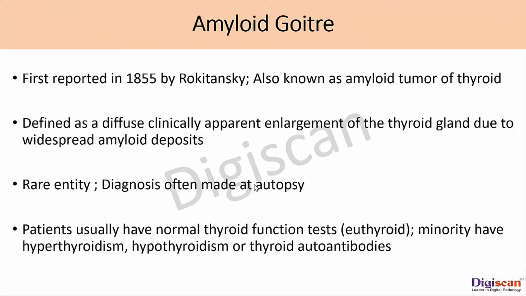Amyloid goiter was first reported in 1855 by Rokitansky, and it is also known as amyloid tumor of thyroid. It is defined as a diffuse clinically apparent enlargement of the thyroid due to widespread amyloid deposits. It's a rare entity and the diagnosis is often made at autopsy. Patients usually have normal thyroid function tests and only a minority have altered thyroid status or thyroid autoantibodies.